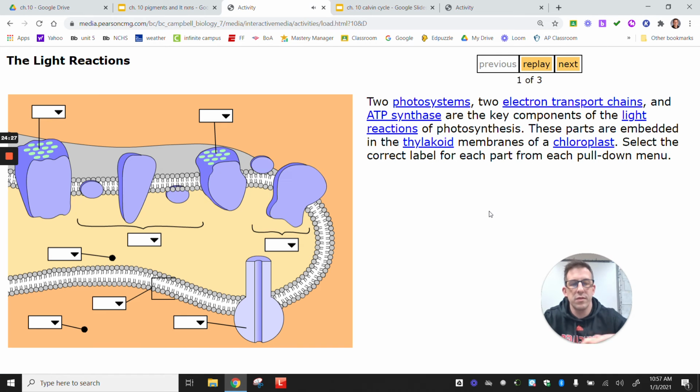Two photosystems, two electron transport chains, and ATP synthase are the key components of the light reactions of photosynthesis. These parts are embedded in the thylakoid membranes of a chloroplast. Select the correct label for each part from each pull-down menu.